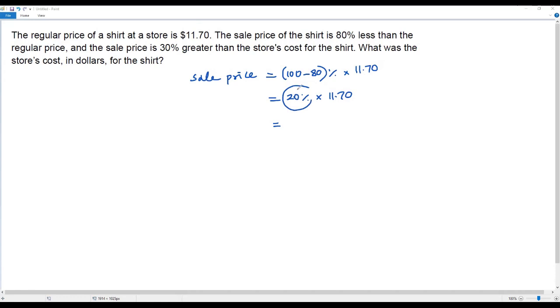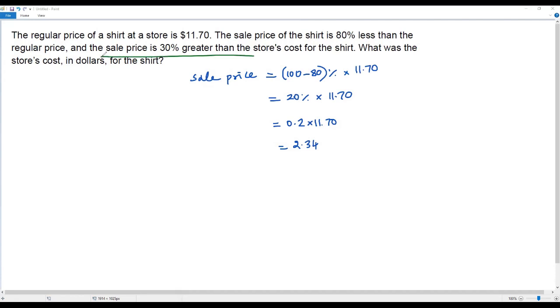We can convert this 20% to a decimal. For that, we have to divide 20 by 100. Then we get 0.2 times 11.70. Okay, now let me multiply 0.2 and 11.70. I am getting 2.34. That is, the sale price of the shirt is $2.34. Okay, now what we can do is consider the other information. That is, the sale price is 30% greater than the store's cost for the shirt.